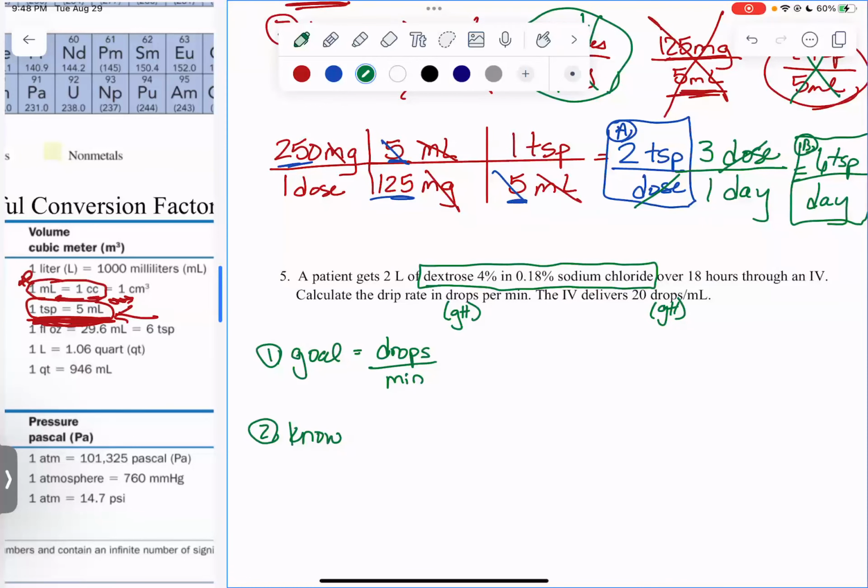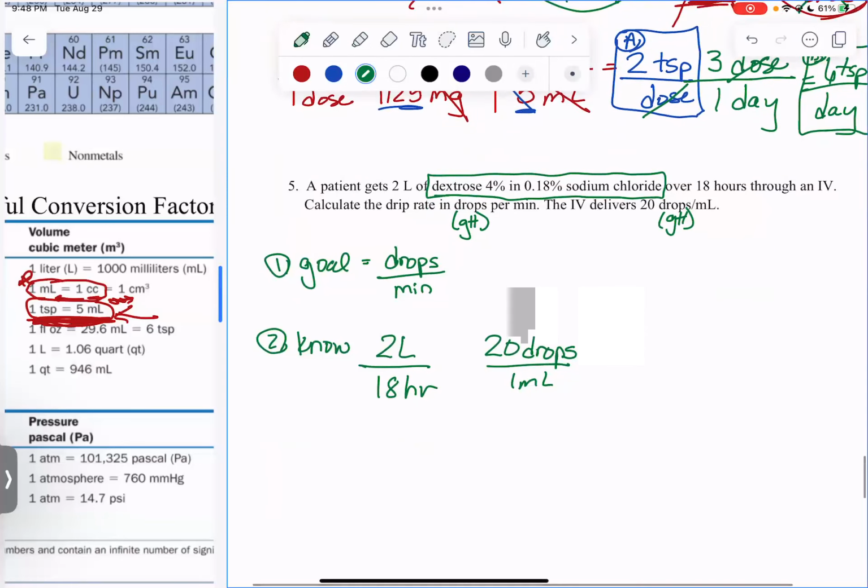So I know that the patient should get 2 liters of this stuff over 18 hours. So that's one conversion factor that I know. And then it says calculate the drip rate. That's my goal. Then it says the IV delivers 20 drops per 1 ml. Okay. So then we set up our dimensional analysis. Start with whatever the doctor told me to give the patient.